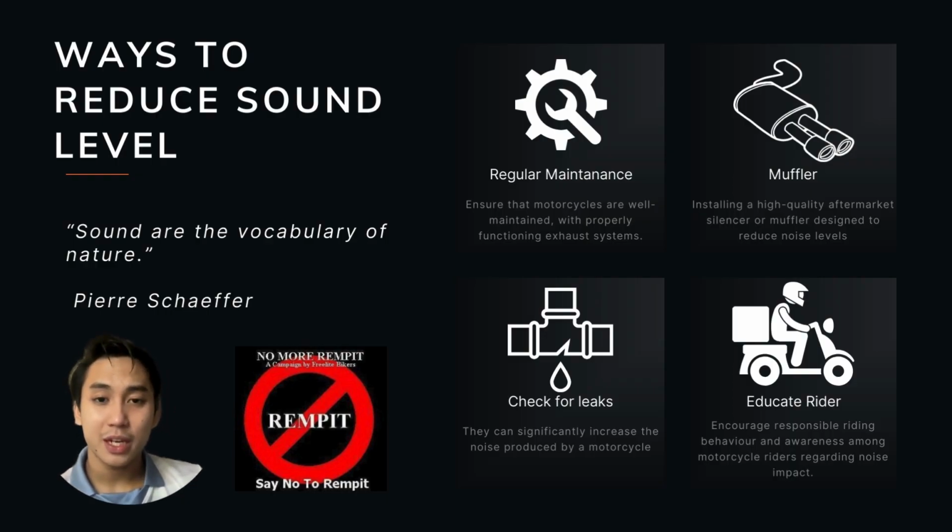For the last part of the discussion, I would like to talk about ways to reduce the sound level emitted by motorcycles. The first one is regular maintenance. Every rider needs to ensure that their motorcycle is well maintained with a properly functioning exhaust system. The second one is the muffler. By installing a high quality muffler, it will significantly decrease the noise level emitted by the motorcycle. The third one is checking for leaks, as leaks can significantly increase the noise produced by a motorcycle.